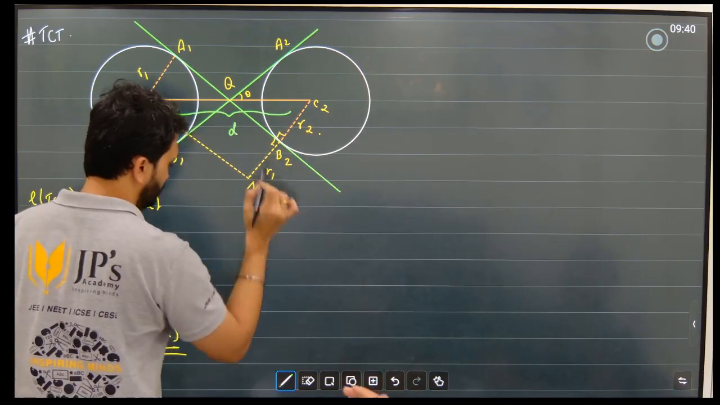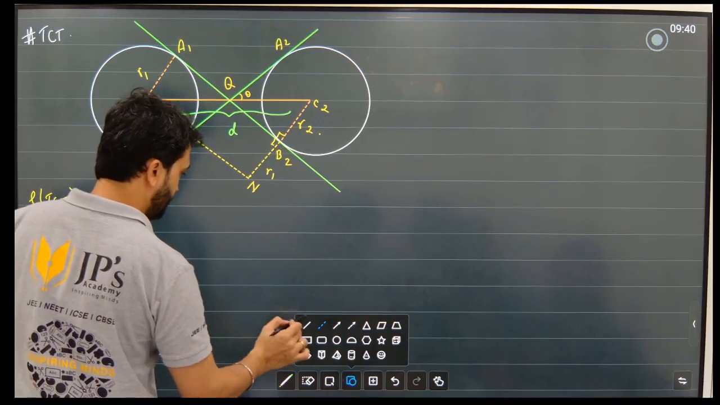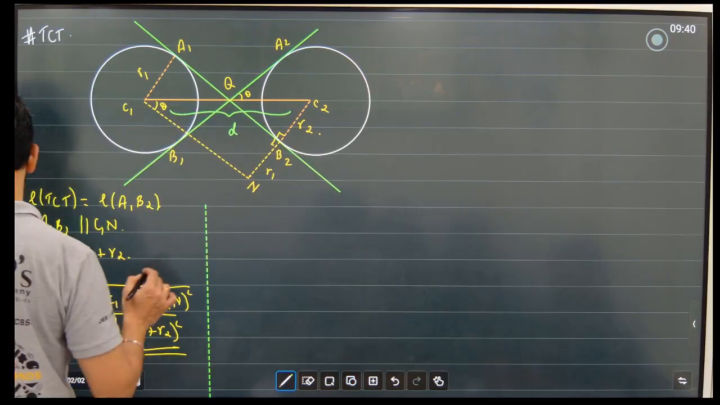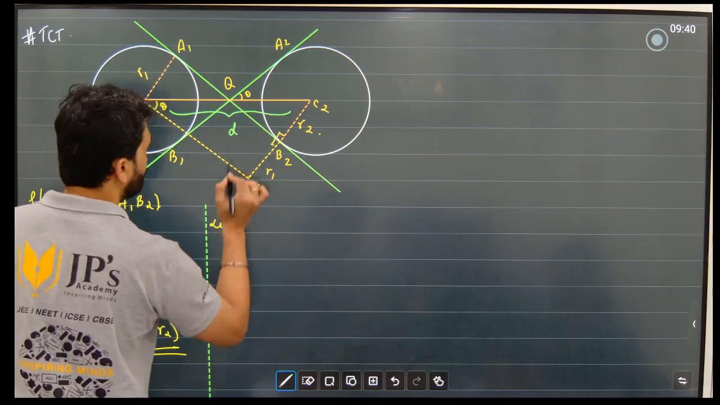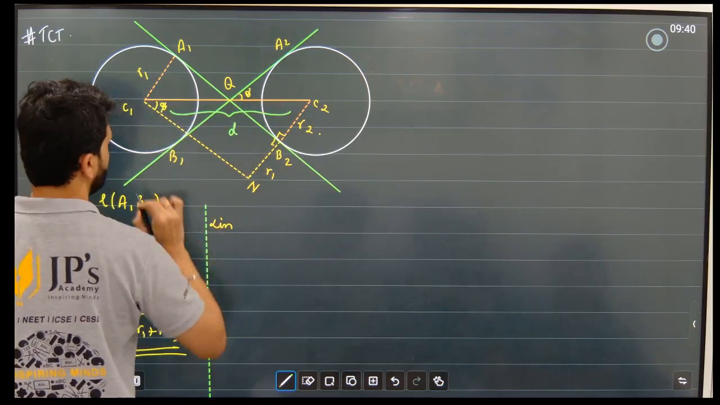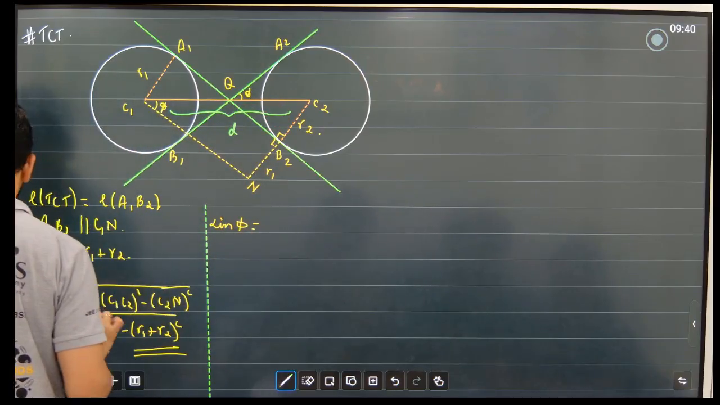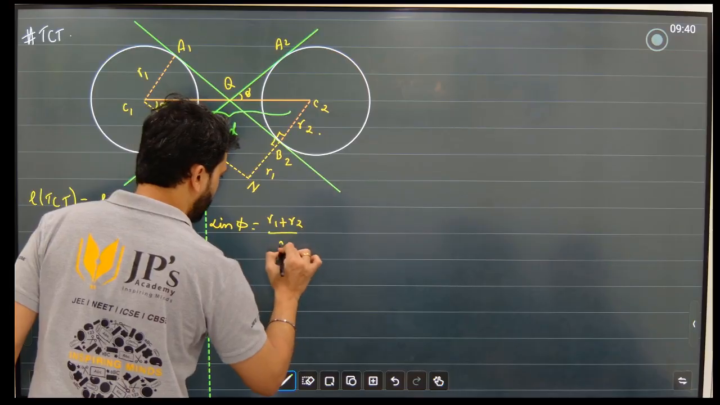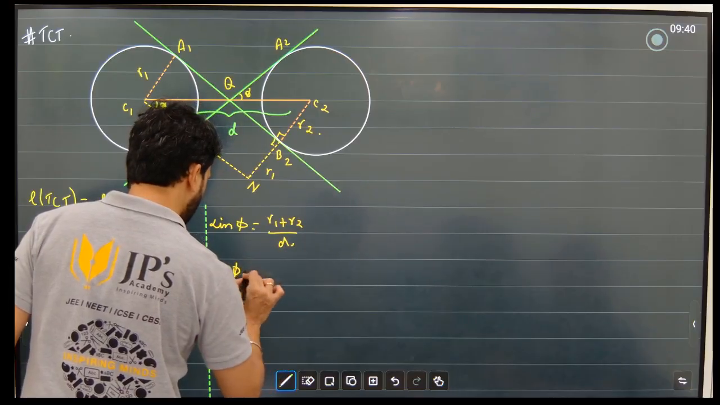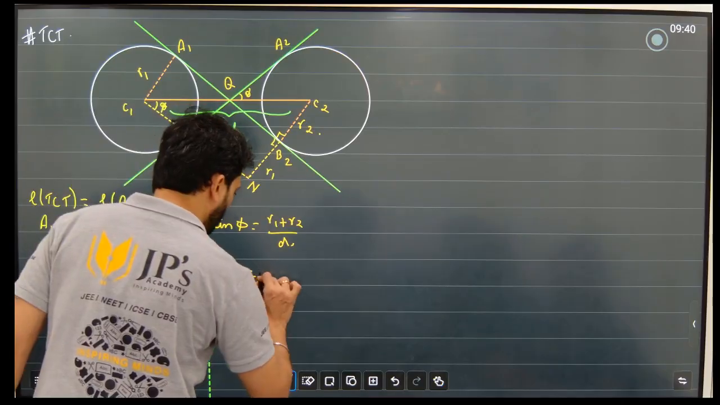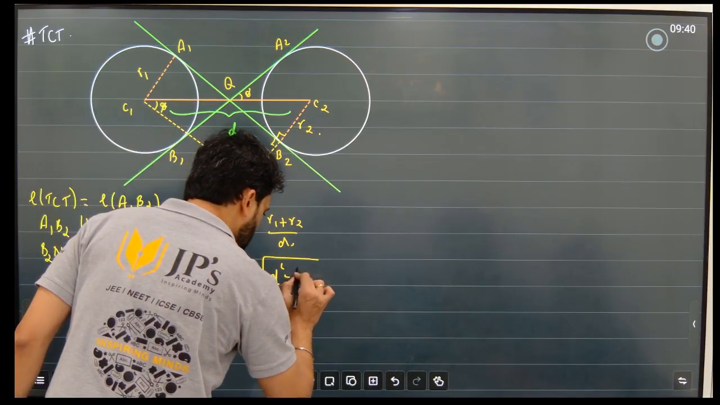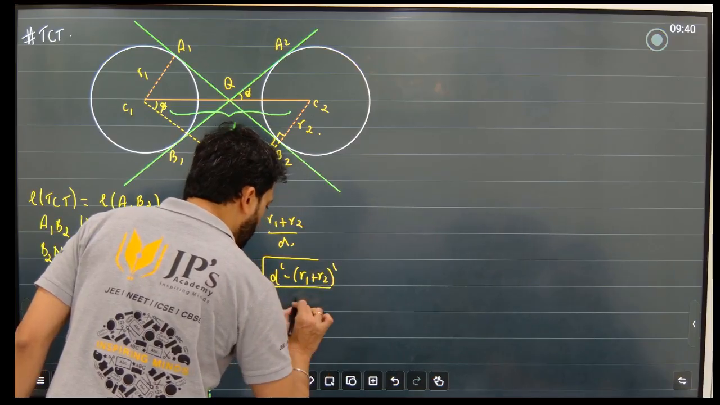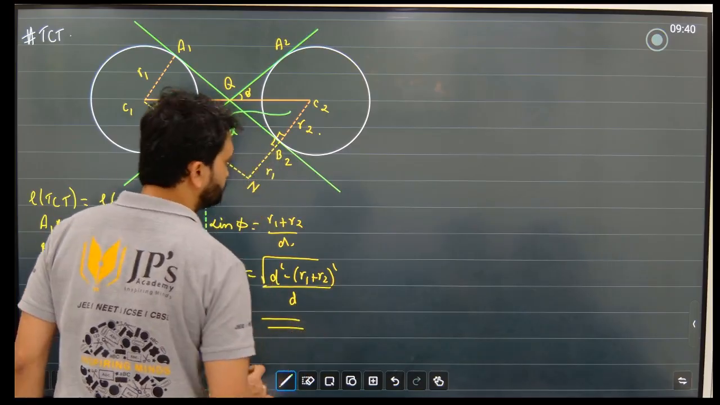Okay, and according to this data, I will also write sin theta and sin 2 theta basically. So sin theta, you do one thing, take it as phi. Okay, so sin phi, the formula will become nothing but R1 plus R2 by D, and cos phi will become under root of D square minus R1 plus R2 the whole square upon D.